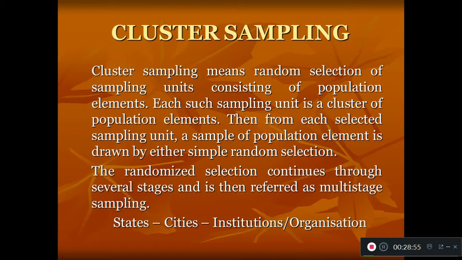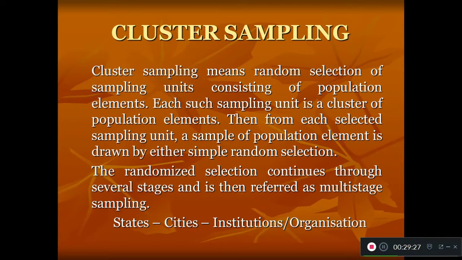So in that method, I divide, like Karnal district, and I take Panchkula, and I take Rohtak. So this is cluster sampling. So all the elements together come under one cluster. For example, people living in Karnal come under one cluster. People living in Panipat come under another cluster. So like this, when we select the sample, that type of sampling method is called cluster sampling method.